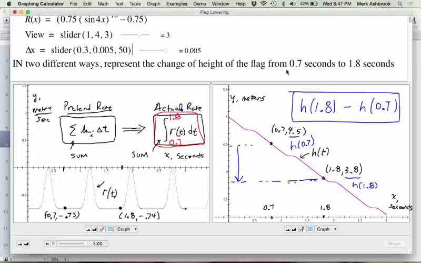Okay, we good? So these are both calculating the same thing. Therefore what? It's the same thing. What's the same thing in math? Equal. Two ways of representing the same thing.